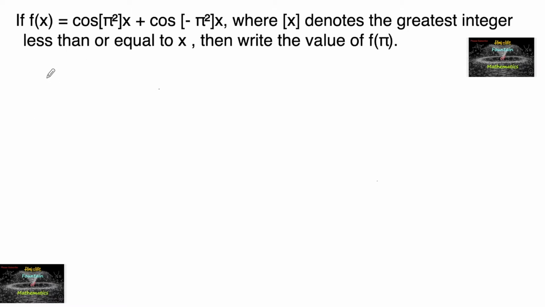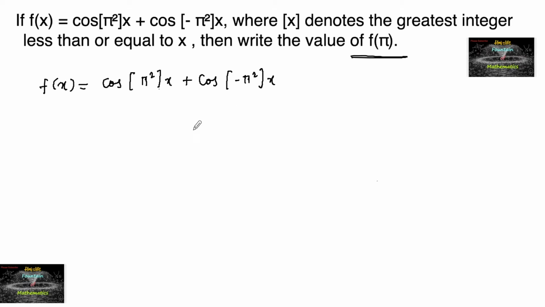If f of x is equal to cos of step of pi square x plus cos of step of minus pi square into x, where step denotes the greatest integer function, less than or equal to x, then find the value of f of pi. Since pi is approximately 3.14, pi square can be taken approximately as 9.86.